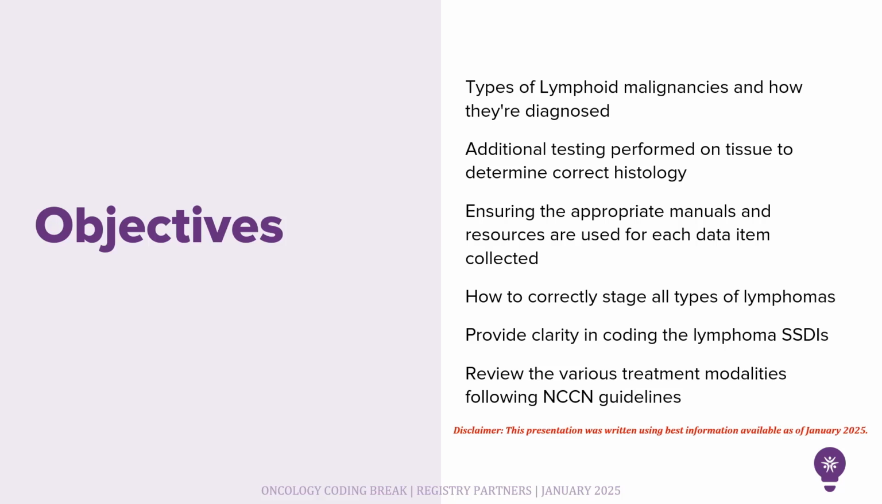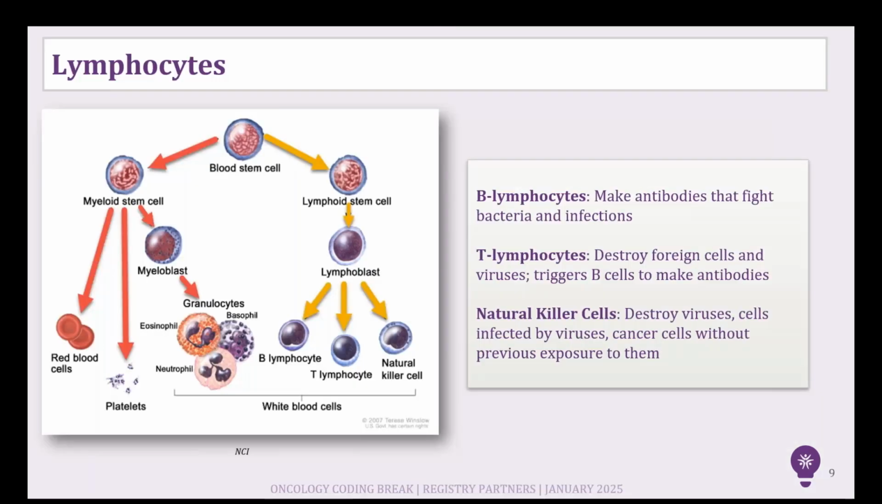So first, let's start off with lymphocytes. Lymphocytes are a critical component of our immune system, and they play a key role in defending the body against foreign invaders like viruses, bacteria, and even cancer cells. There's three primary types of lymphocytes, each with a distinct function. So let's break them down. First, we have B lymphocytes. These cells are produced in the bone marrow, and their primary job is to create antibodies in response to foreign substances. When B lymphocytes encounter these invaders, they secrete antibodies that bind to the foreign substances, which effectively neutralizes them and marks them for destruction.